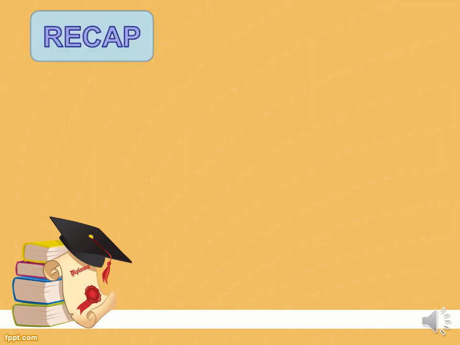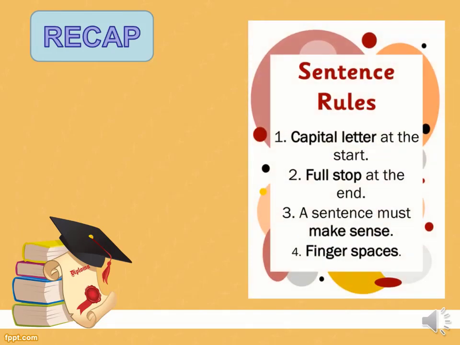Dear children, let us have a quick recap of sentence building. A proper sentence must follow the following rules. Number 1. Capital letter at the start. Number 2. Full stop at the end. Number 3. A sentence must make sense. Number 4. Finger spaces between 2 words.